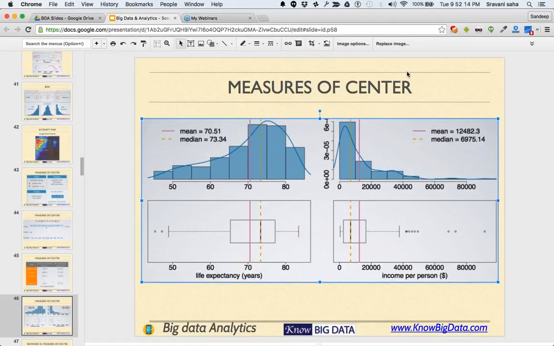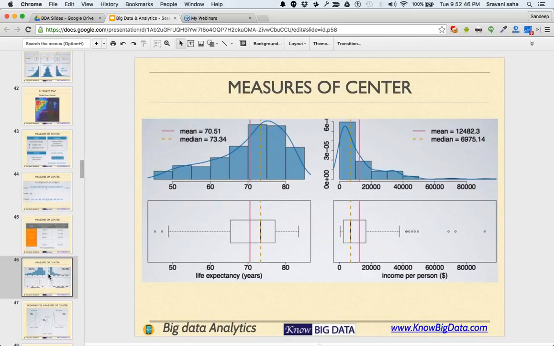It doesn't. Alright, so we were talking about measures of center. You can see that here, this is our average or mean. This is our median. Similarly, in the income per person case, this is our average and this is our median. You can see that this median is very close to the peak. Here also the median is closer to the peak.